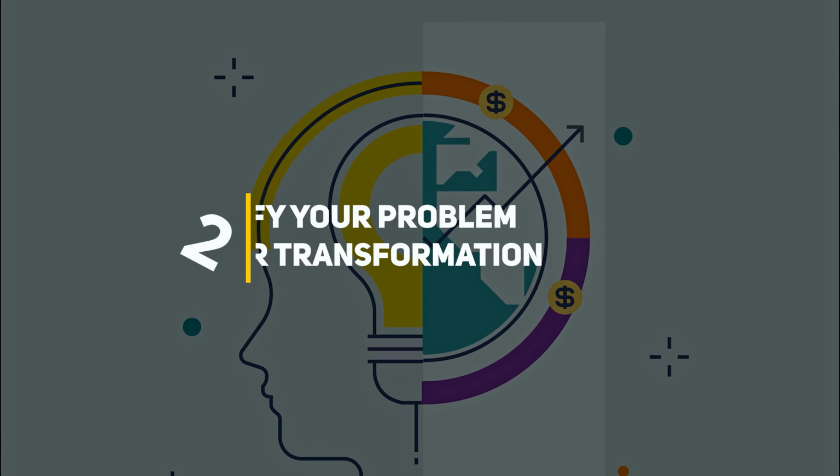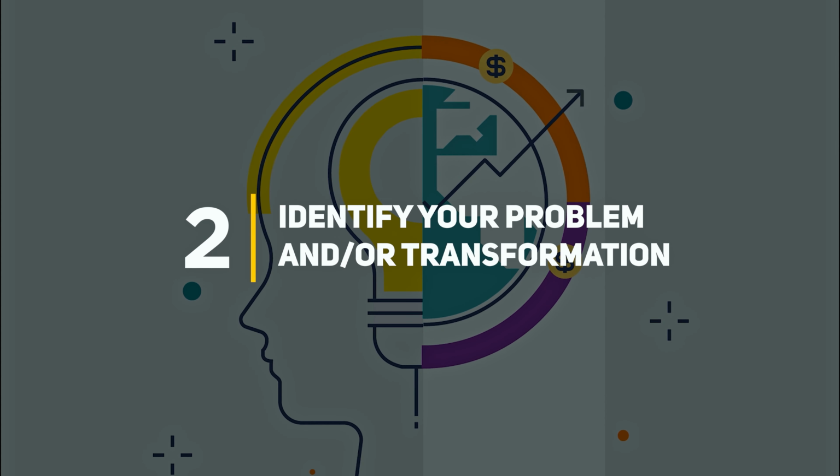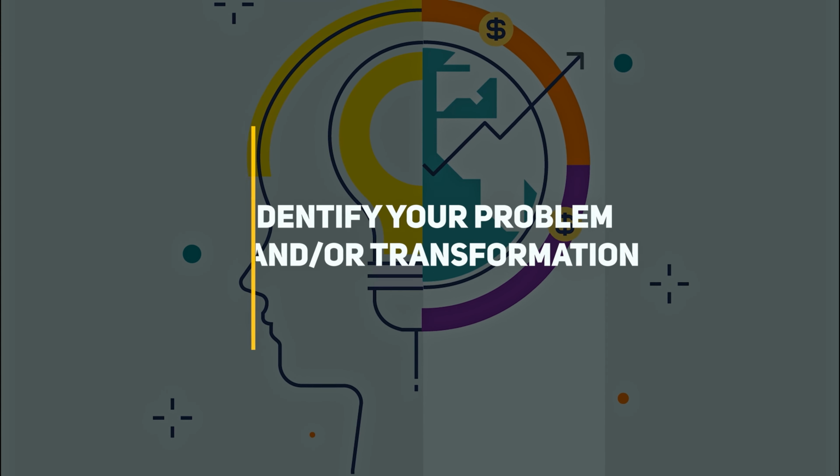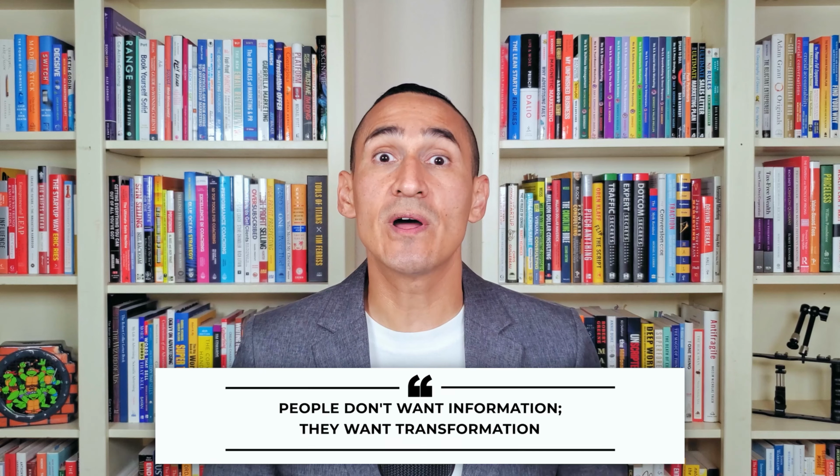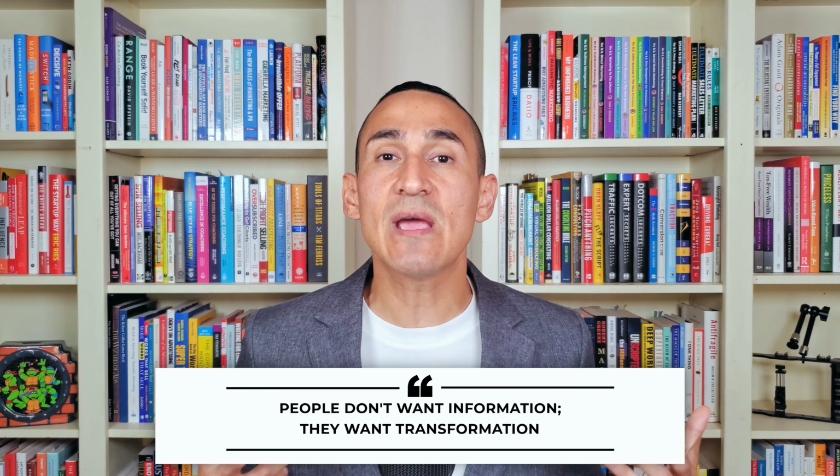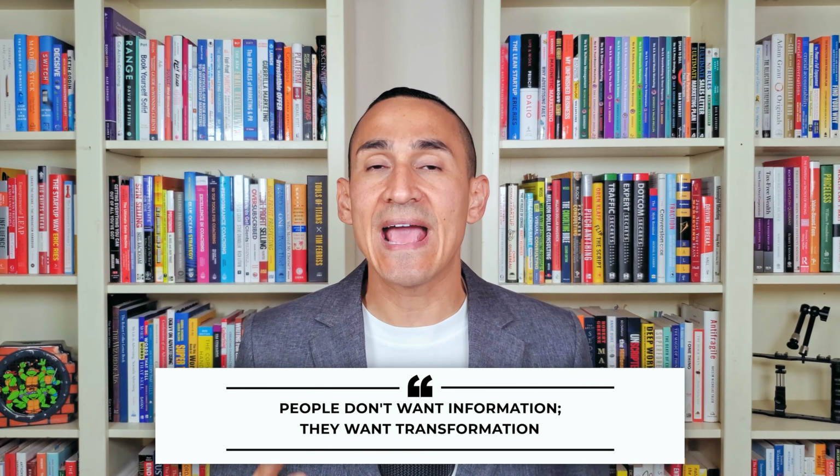The next step to create your signature program is to identify the problem you are solving or the transformation you're delivering. Now, keep in mind, people don't want information, they want transformation, which means they want to become a different person and have a clear end result. So if transformation sounds like too ambitious of a word, then just identify the specific problem you solve.